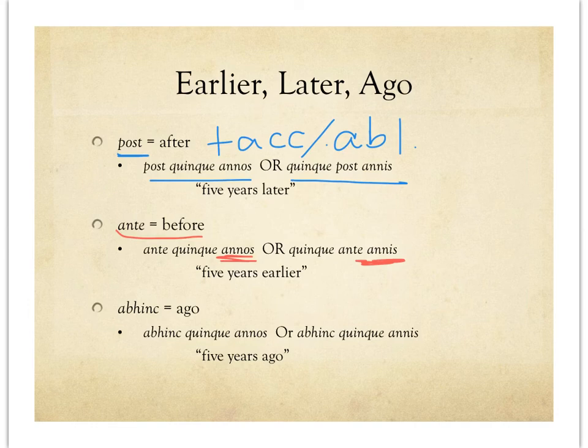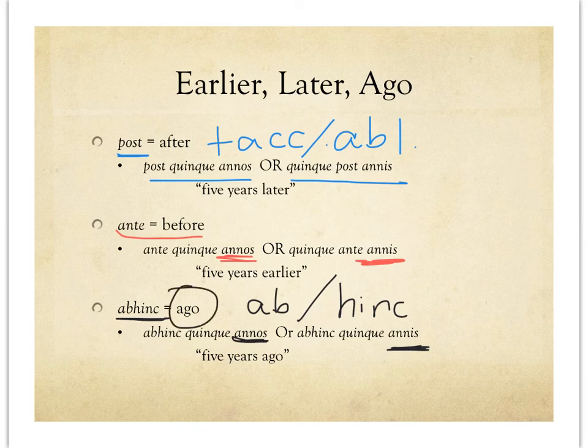This is the one, I think the final one, that is maybe a little stranger, abhinc, which means ago. Literally, abhinc is ab, which means from, and hinc means here. So it would be from here, from this point in time, and so ago. And just like the other ones, we can have annos here in the accusative, or we can have annis here in the ablative, abhinc quinque annos, or abhinc quinque annis, 5 years ago. You could say abhinc multos annos, many years ago. But abhinc is probably best translated like this.